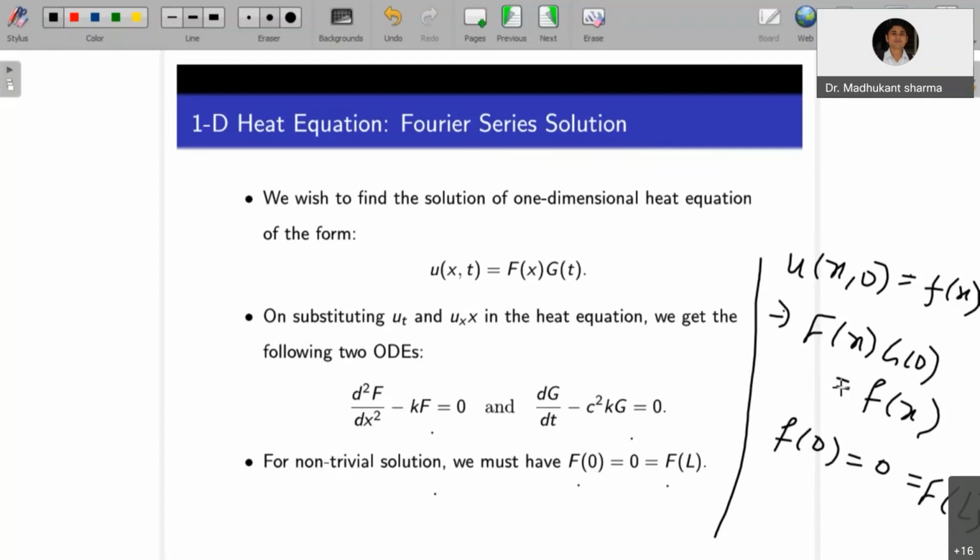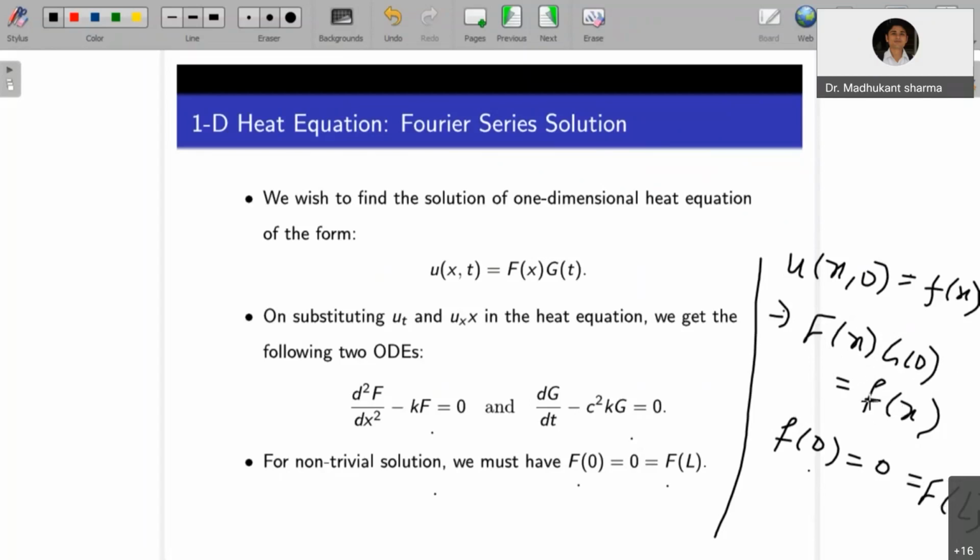So see, initially it is non-zero. Okay, it's non-zero, so f of x can never be 0 entirely. And neither g of 0 is a constant, it also cannot be 0. So to make this condition satisfied, you must have f of 0 is 0 and f of L is 0 for a non-trivial solution.